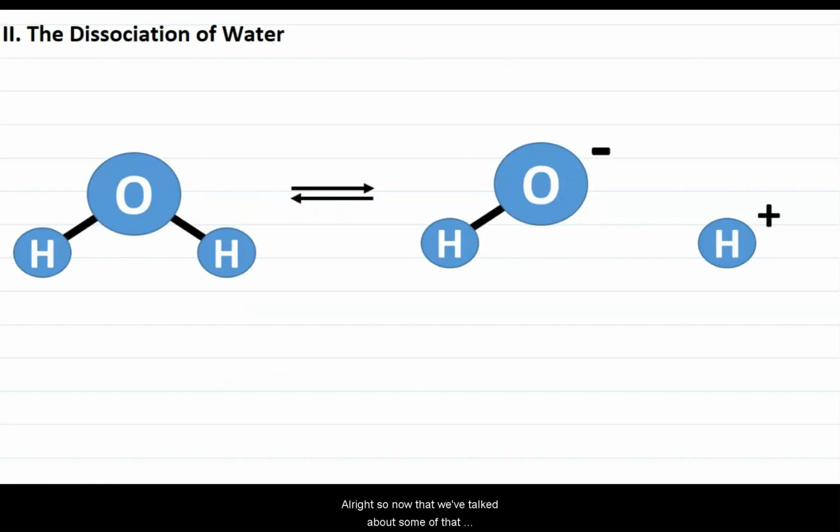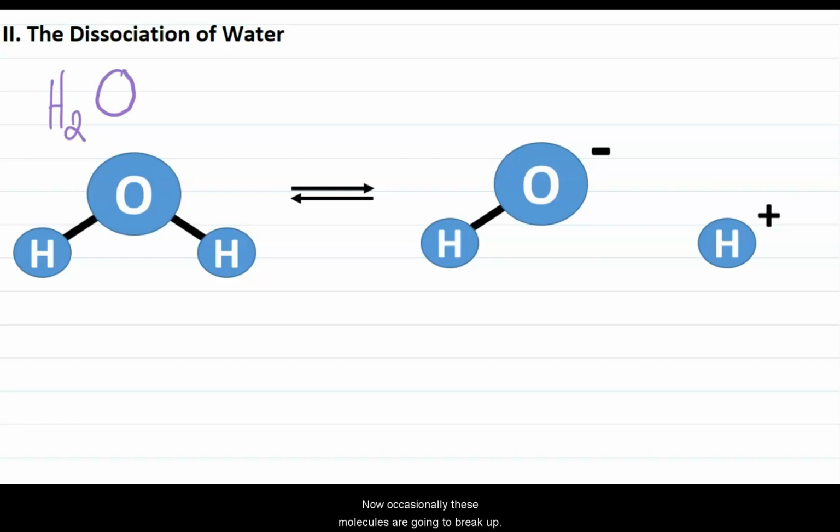All right, so now that we've talked about some of that basic math, we're going to go ahead and move on to the basic principles of pH. And first off, we need to talk about just water. Water by itself, nothing else with it. And pure water is H2O, right? 2 hydrogen atoms covalently bound to an oxygen atom.